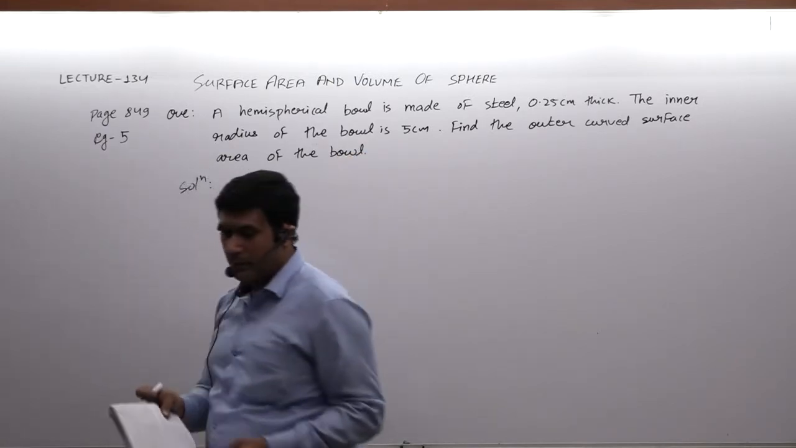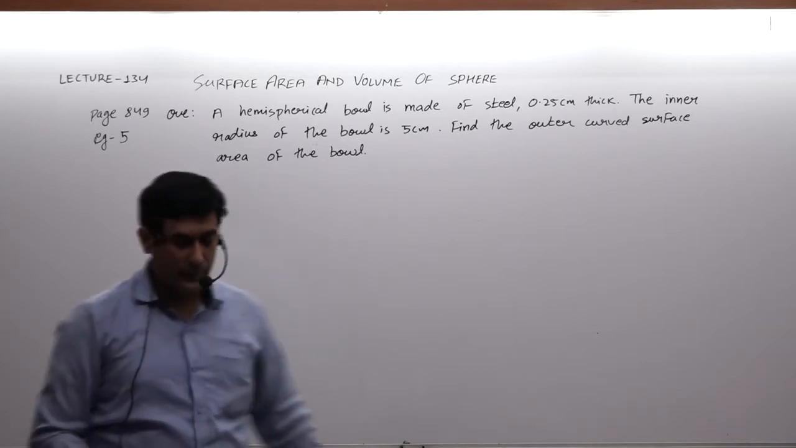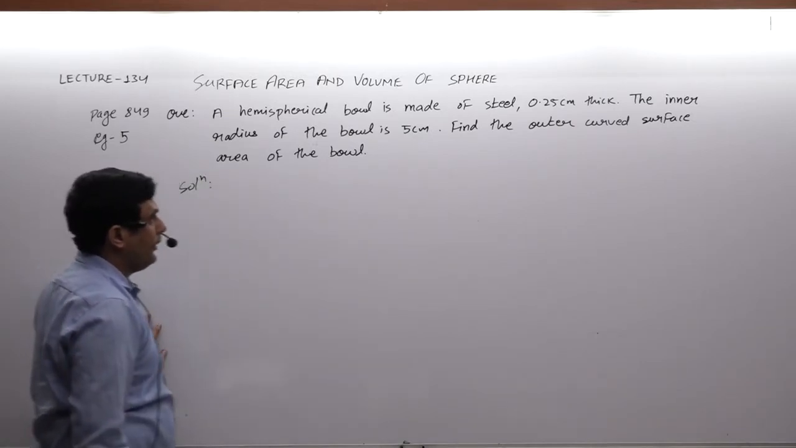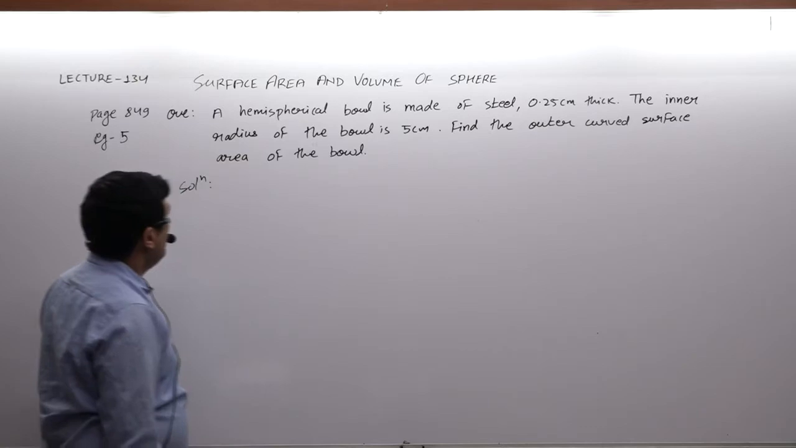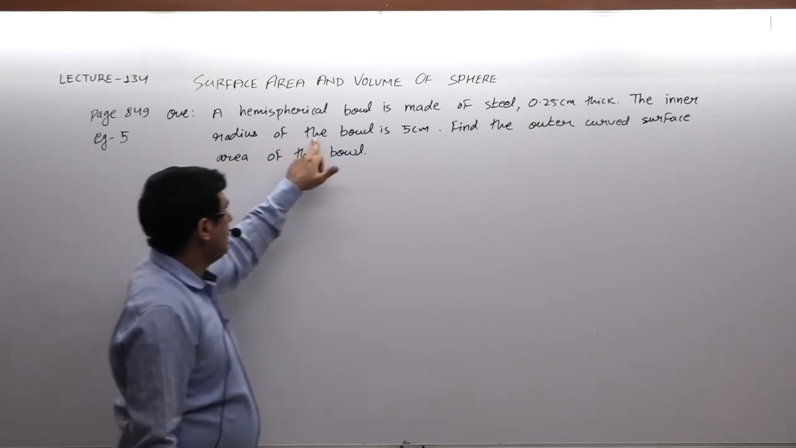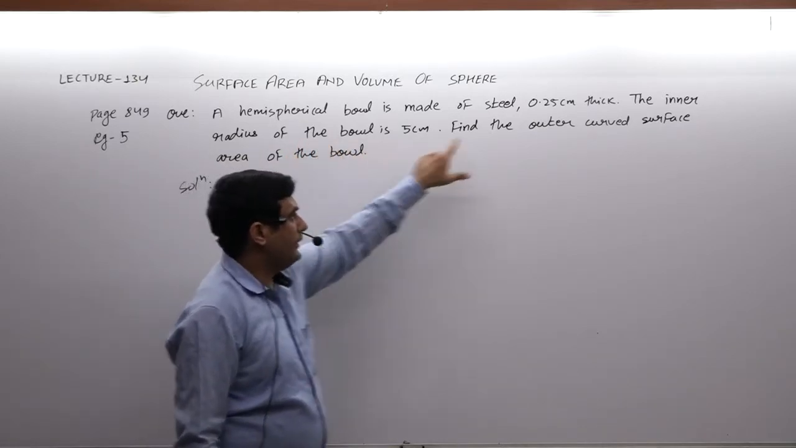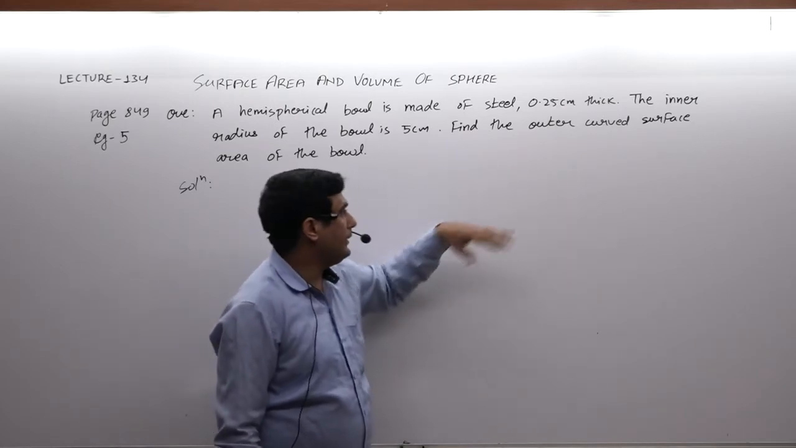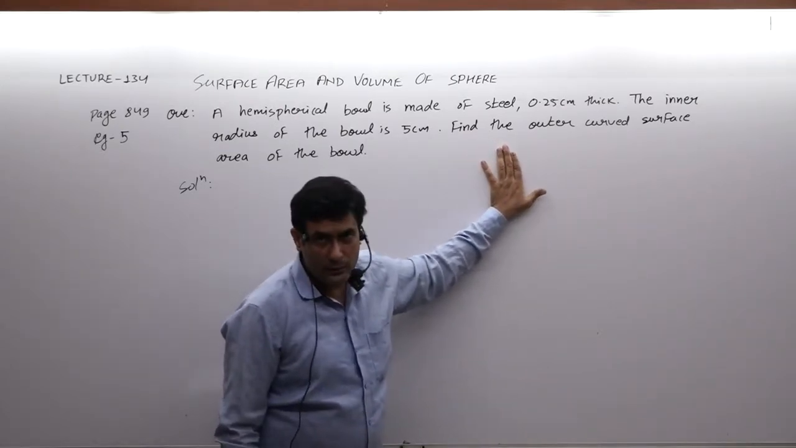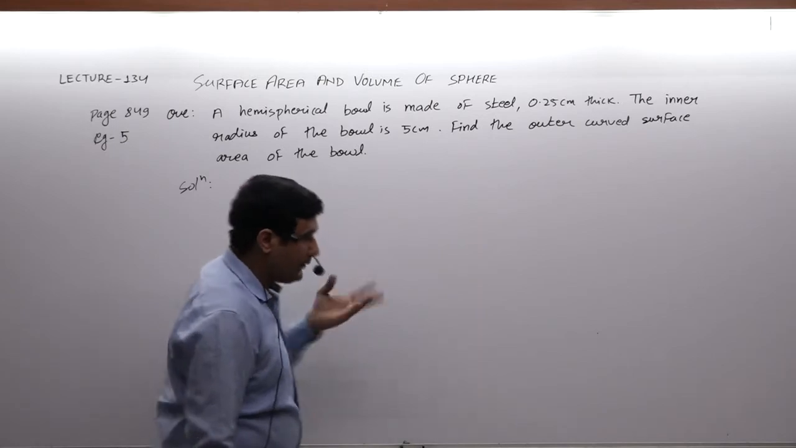Okay, so we have a hemispherical bowl, and its thickness is given as 0.25 centimeter. Also the inner radius is given. So if inner radius and thickness are given, we can find the outer radius. Now here we have to find the outer curved surface area. That means we must have the outer radius.